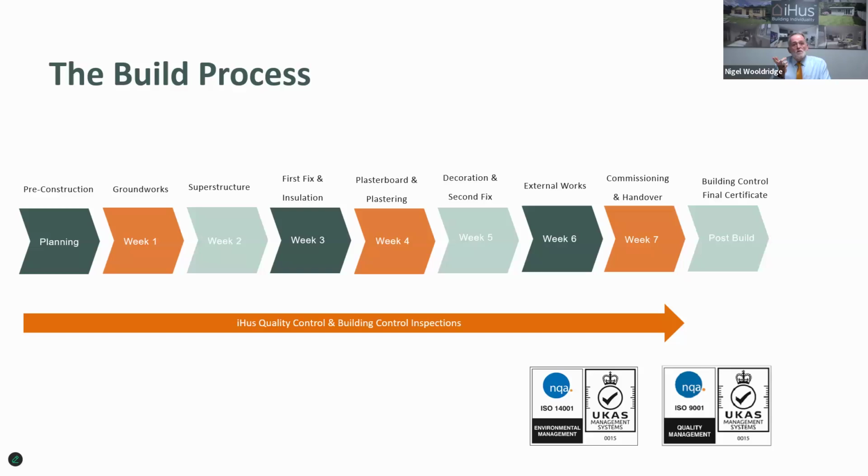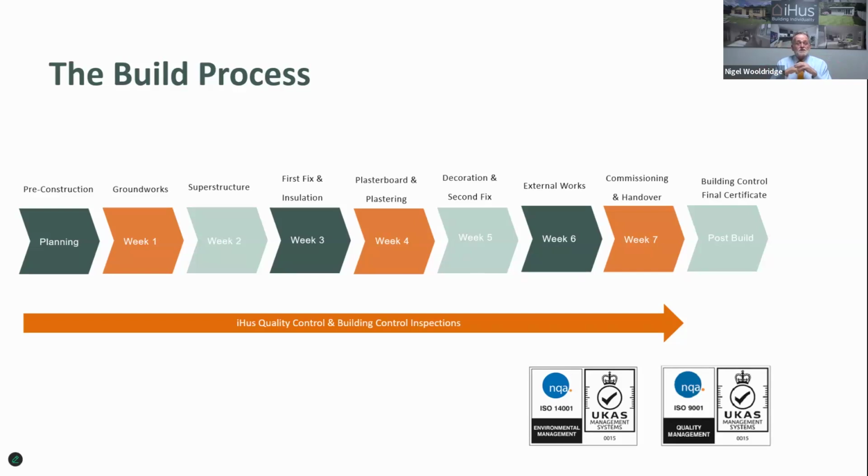We then go into week 4 when we start plasterboarding and plastering the rooms out, because on the classic range, not the 362 range, it is like a house. You've got plastered walls, so it's easier for a finish. Then we go to week 5, it's decoration and second fix. Second fix means your kitchen's going in, your shower room, your wet room, your bathroom. All of those fixtures are going in at that point.